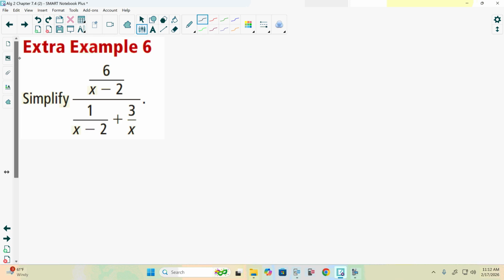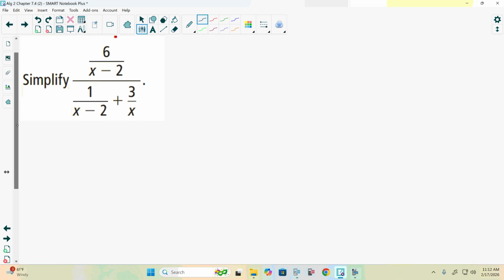So let's look at this next one here. We want to simplify 6 over x minus 2 over 1 over x minus 2 plus 3 over x. Now, if we do this by the second method, we need to figure out what we need to multiply the top and bottom of this fraction by so that the fractions on top and bottom, the numerator and denominator, would simplify. Now, the first thing we need to do is make sure each of these expressions on the denominators of the numerator and denominator are factored as far as possible.